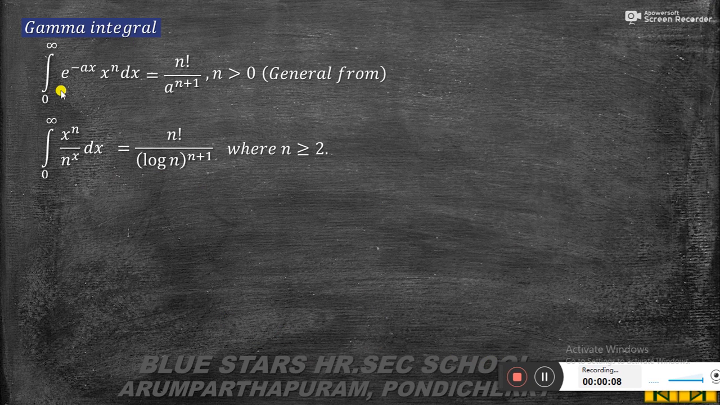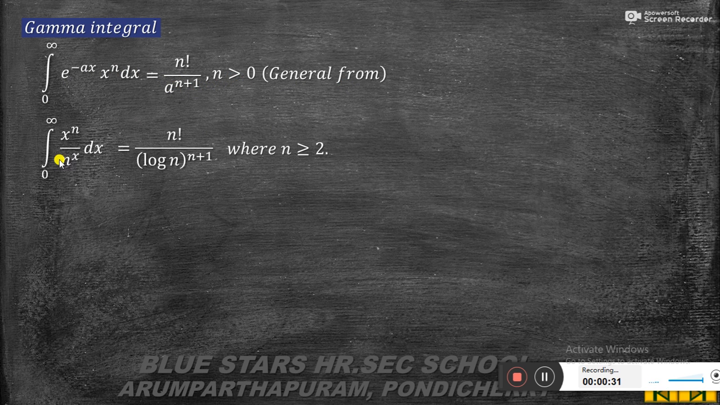Gamma integral. Now we discuss the gamma integral formula. Good morning students. The gamma integral formula is: integral 0 to infinity of e power minus ax times x power n dx equals n factorial by a power n plus 1, where n is greater than 0. This is the general form.